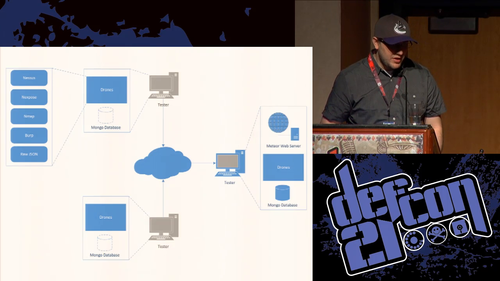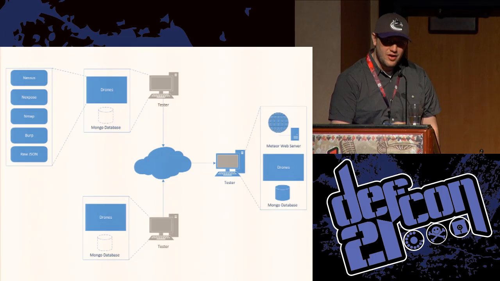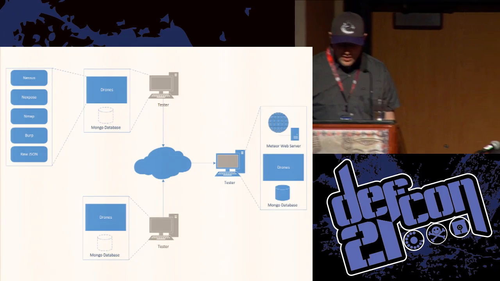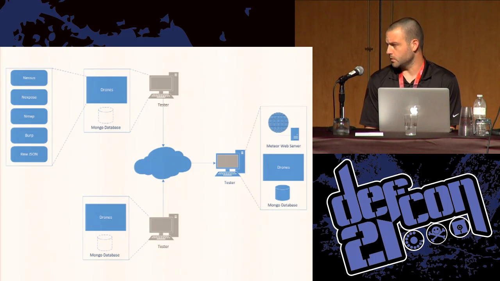Of course, the web application is only useful if we can get data into it via all the automated tools that we use, and so Dan's going to talk about how that happens. Yeah, so the tools that actually consume the data we call drones. They're command line tools written in Python that use a common API. They parse data from some of the tools that we commonly use for our pen tests, and we have drones for Nessus, Nexpose, Nmap, and Burp, as well as a raw JSON one.